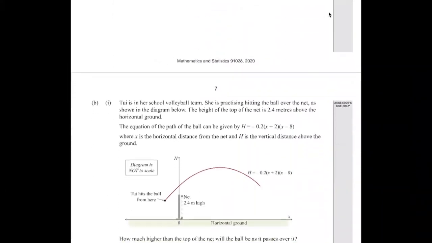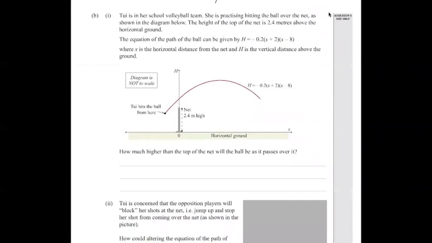Let's look at the next question. Tui and her volleyball team practice hitting the ball over the net, shown in the diagram. There's your context. Okay, so volleyball. The height of the net is 2.4 meters above the ground. So here's our net there. We can see that 2.4, and it looks as if that red line is some kind of parabolic arch, which it is.